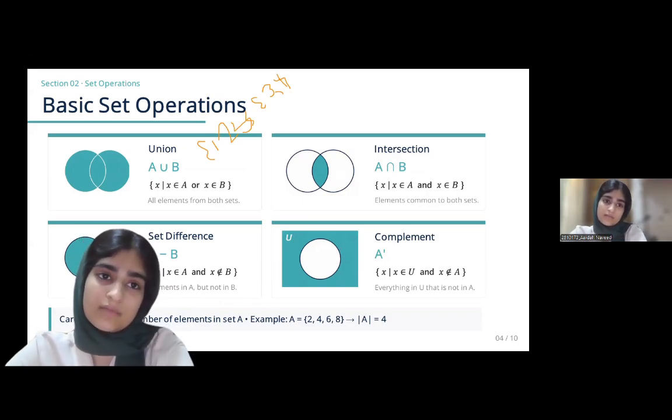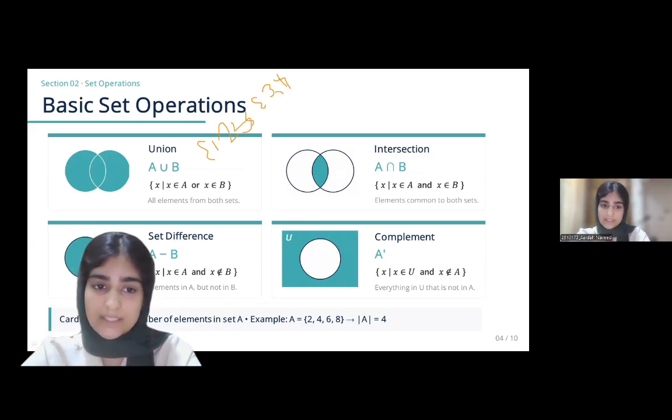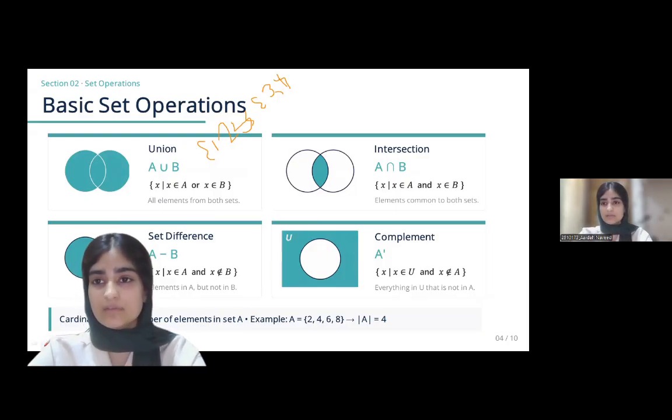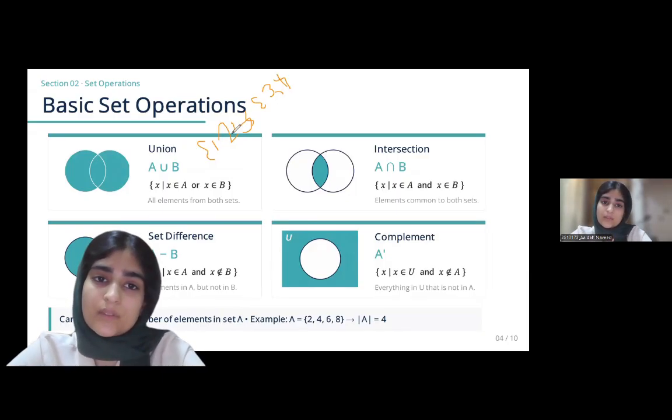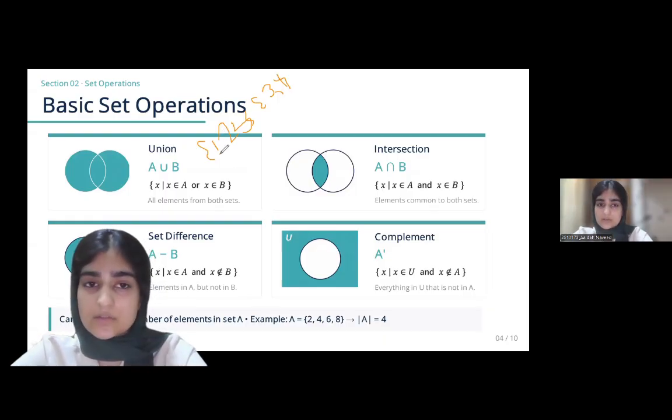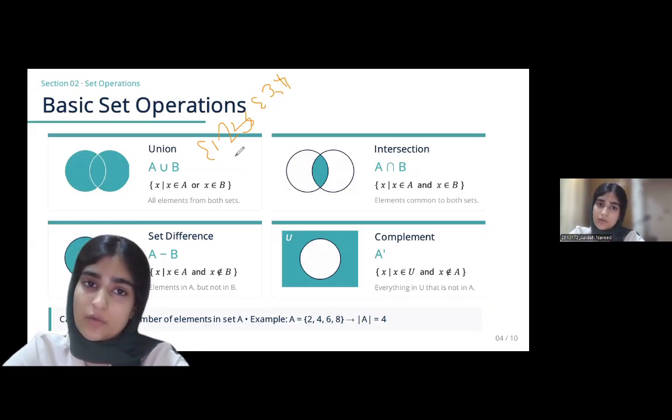So we also have another operation which is cardinality. Cardinality represents the number of elements in any set. So here for this one, we have 1, 2, and 3. The cardinality is going to be 3. And for this one it is going to be 2. Cardinality of B is going to be 2, and of A is going to be 3.